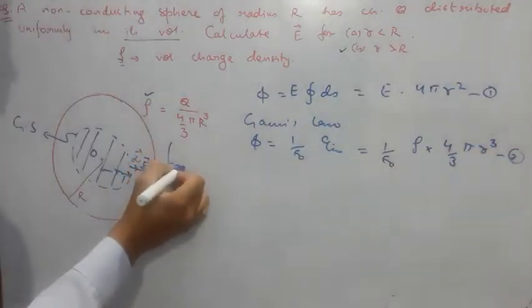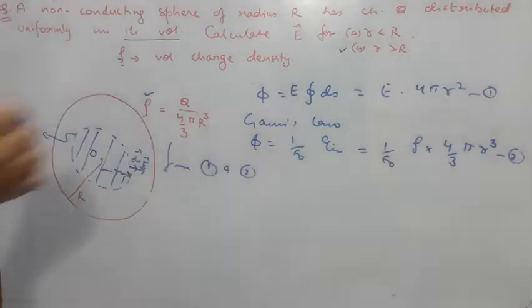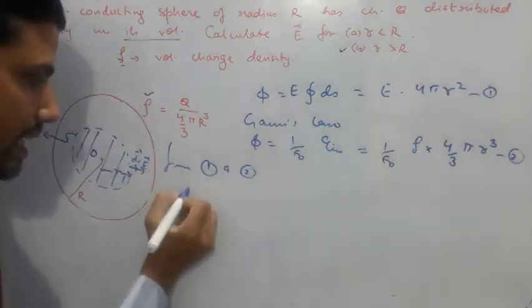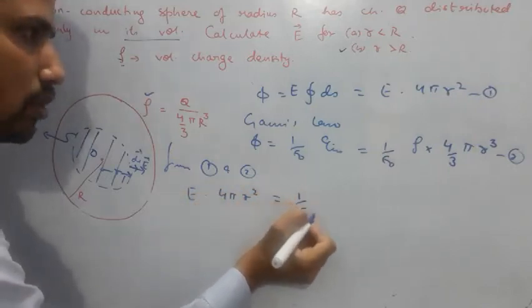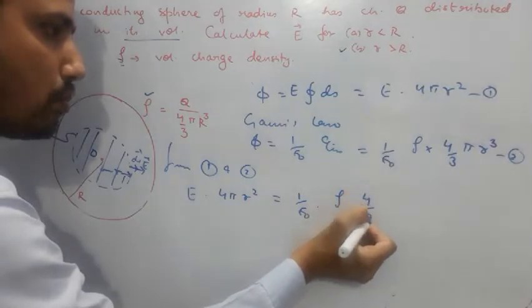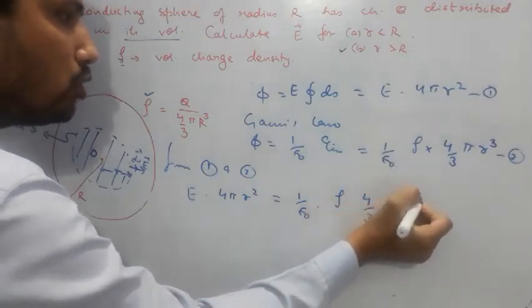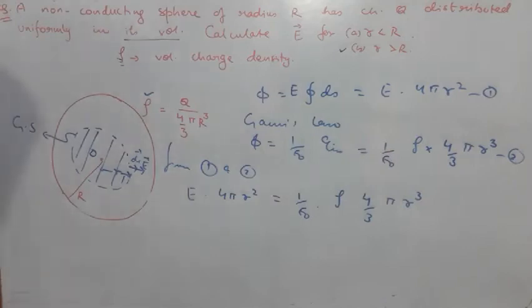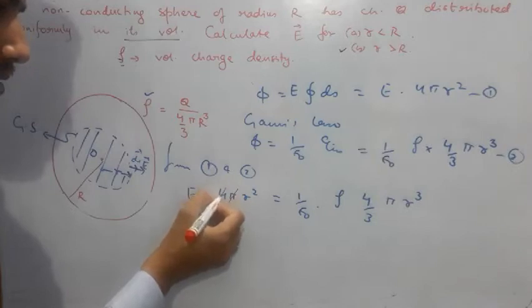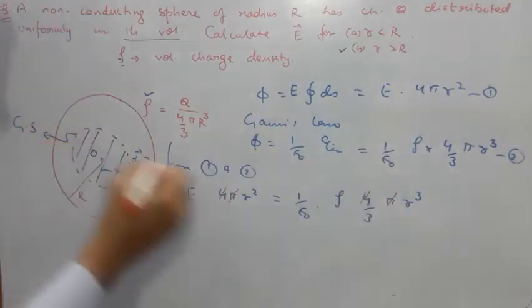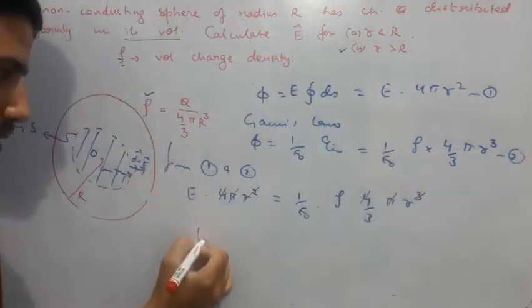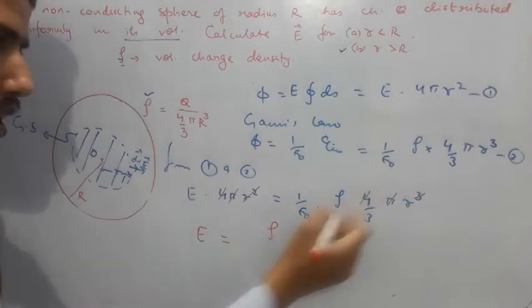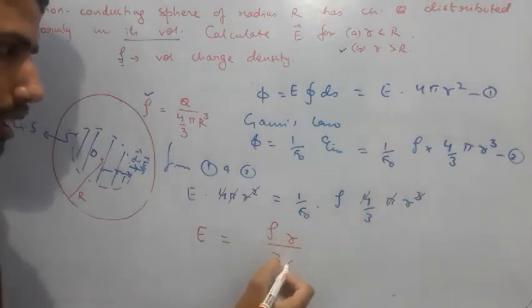So we can equate these two equations, 1 and 2. So what shall we get? You see, E into 4 pi r square is 1 by epsilon naught times rho times 4 by 3 pi r cube. Now it can be further simplified. You can see 4 pi will cancel, r square will cancel. Therefore our final expression will be E is equal to rho into r upon 3 epsilon naught.